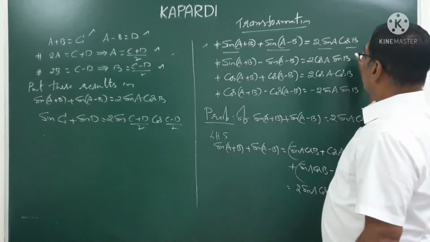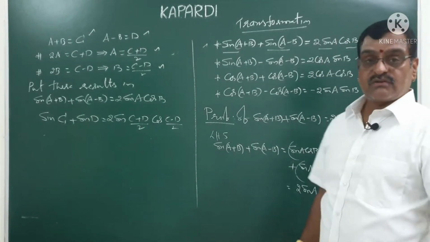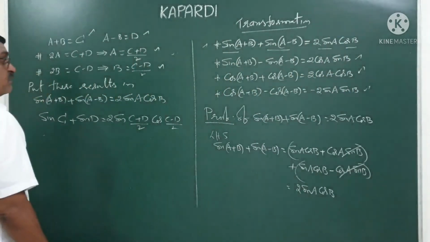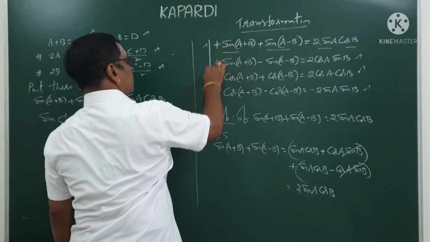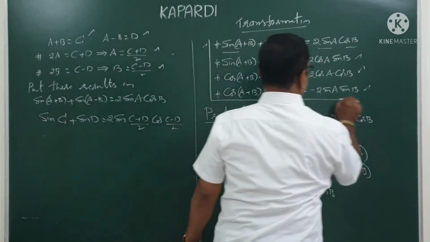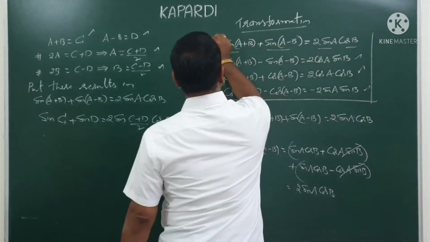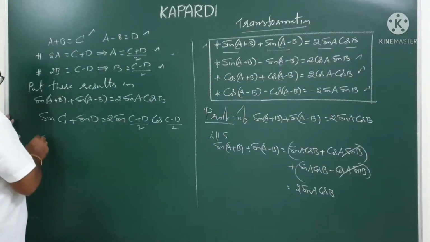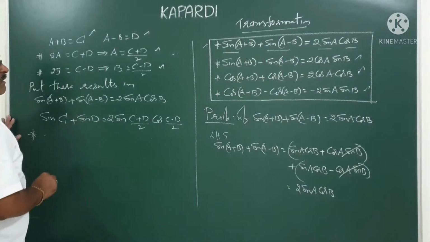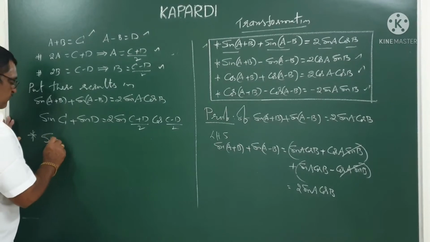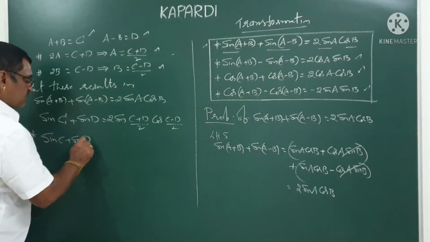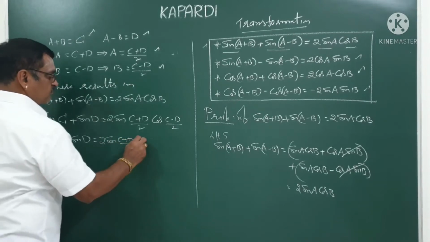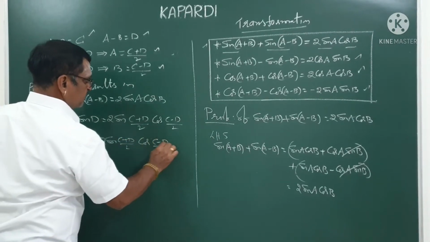Similarly, we can get 3 more identities also. Let me list them out. This is number 1, the first set of transformation formulas, and we go for the next one, the second set. Therefore, we have one more box: sin c plus sin d is equal to 2 sin c plus d by 2 cos c minus d by 2.